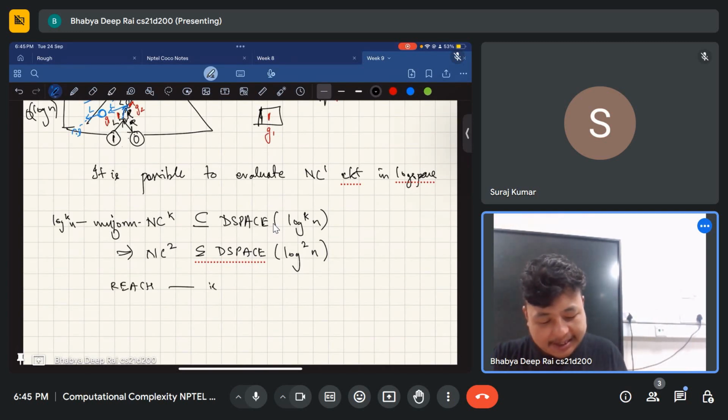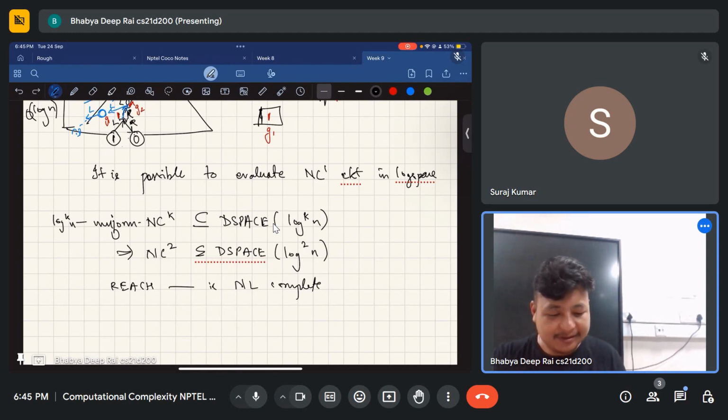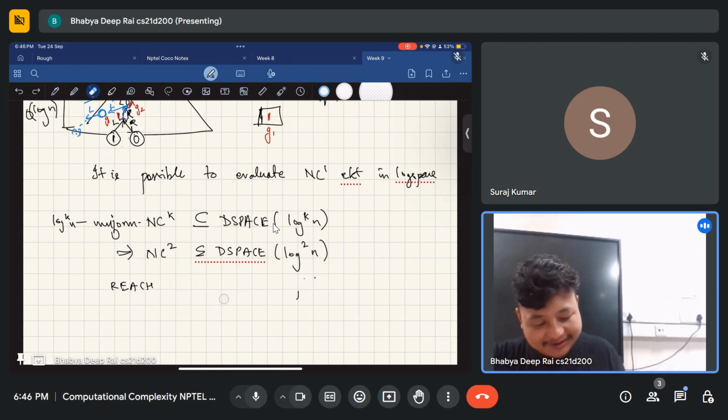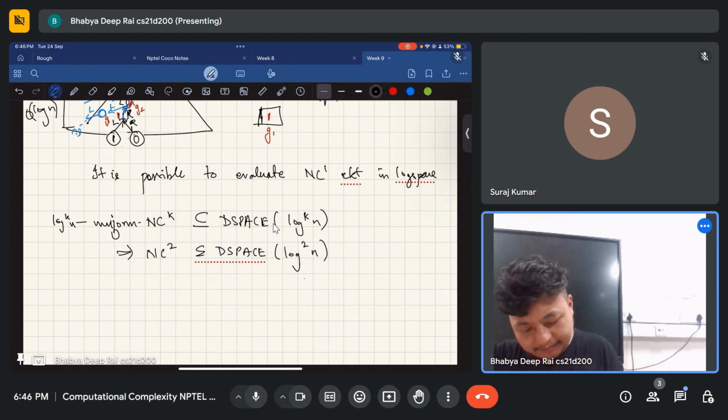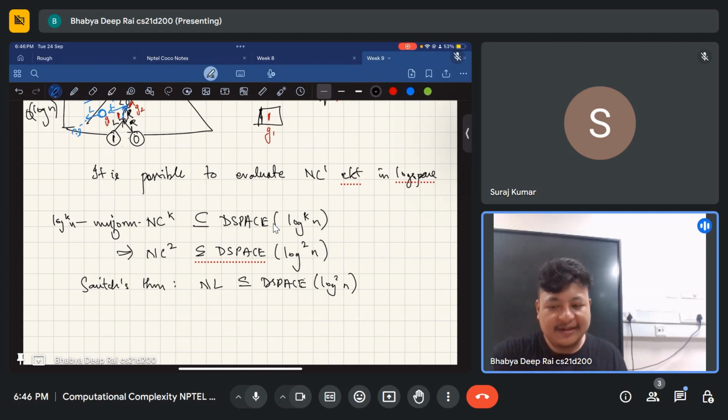Reachability is NL complete, right? Yes, sir. And we know that reachability can be done in log square n space. And what theorem is that? It is Savitch's theorem, which says NL is contained in D space log square n. This is Savitch's theorem, 1978.